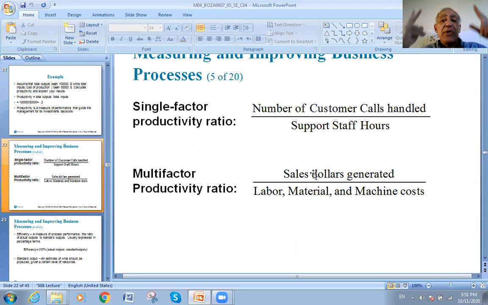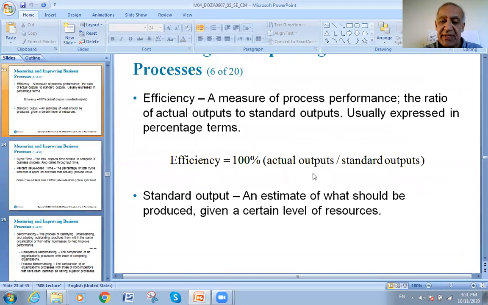Or I might give you two companies, you get the productivity of company A, then the productivity of company B, then compare them together. The higher the productivity, the higher the number which you will get, the better the performance of this company.